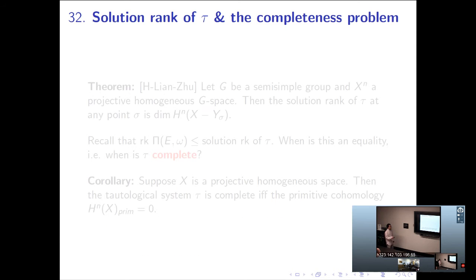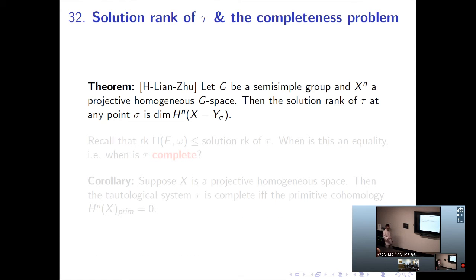And so later we proved a theorem with Nian and Zhu, which basically removes this technical condition entirely, and the same conclusion holds.